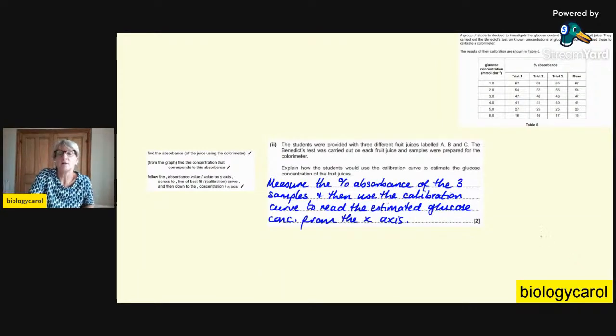Now, here's a point where I wasn't sure how to explain this: how do you read off a calibration curve? Notice what they have written in the mark scheme here. To find the concentration that corresponds to the absorbance. Really good phrase. I'm going to try and remember that phrase for OCR exams. So find the concentration that corresponds to the absorbance using the calibration curve. That's what I'm going to use in future. I only got 1 mark out of the 2.